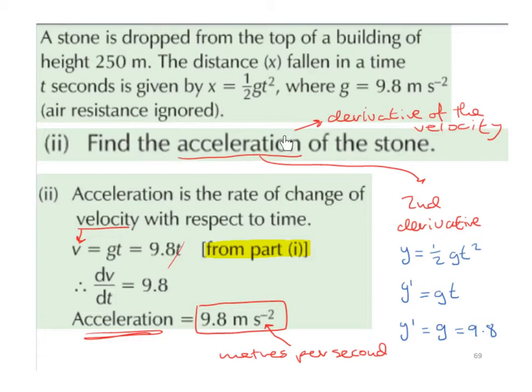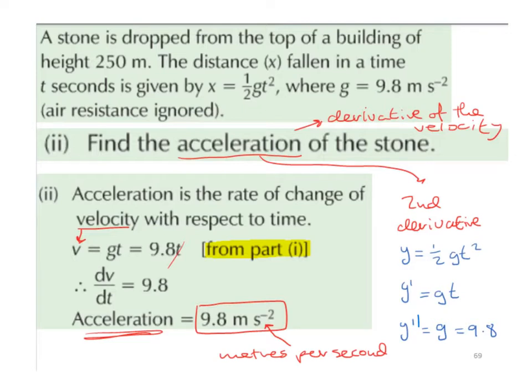So we know acceleration is the second derivative. We were told in the question that y is equal to half gt squared. The first derivative of this, y prime, is equal to gt. We got that in part 1. And we know g is equal to 9.8, so gt becomes 9.8t because we swapped the g for 9.8. And next we want to differentiate 9.8t, so dv/dt. So this is actually the second derivative.